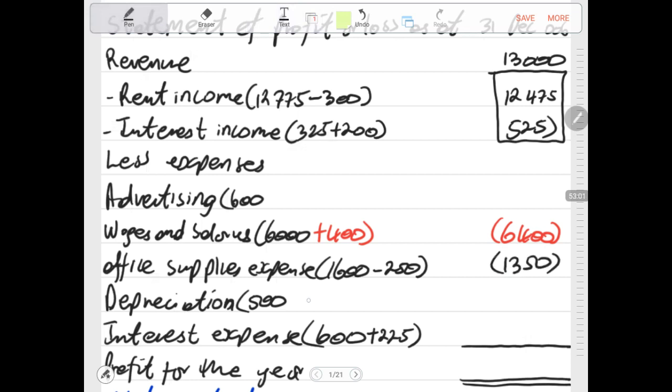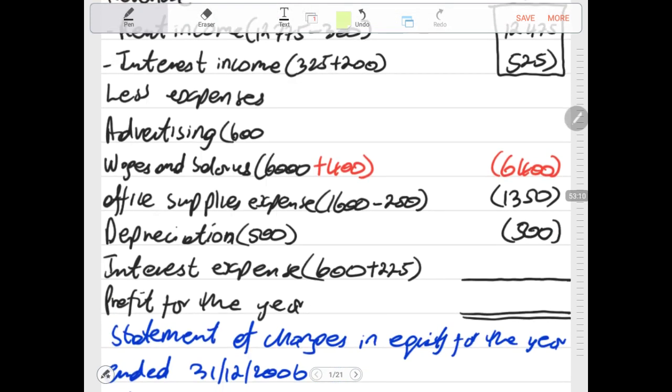1,350. And depreciation, there's only one depreciation that we have. There will be no other depreciation. I just want to circle my expenses now. This will be 810.25. Then there's still one adjustment left.